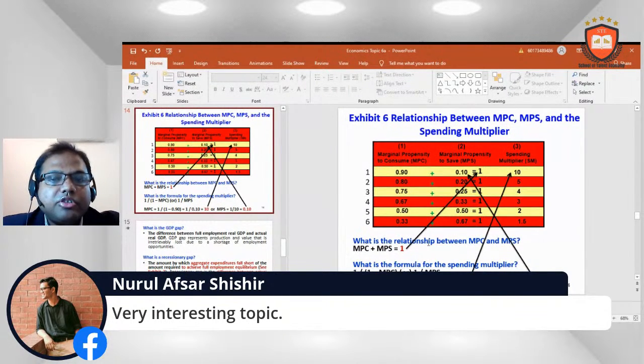So what is the relationship between MPC, marginal propensity to consume, and MPS, marginal propensity to save? MPC plus MPS equals 1. What is the formula for the spending multiplier? 1 divided by 1 minus MPC, or 1 divided by MPS. With MPC of 0.90, it is 1 divided by 1 minus 0.90, equals 1 divided by 0.10, which is 10, or MPS equals 1 divided by 10, which is 0.10.